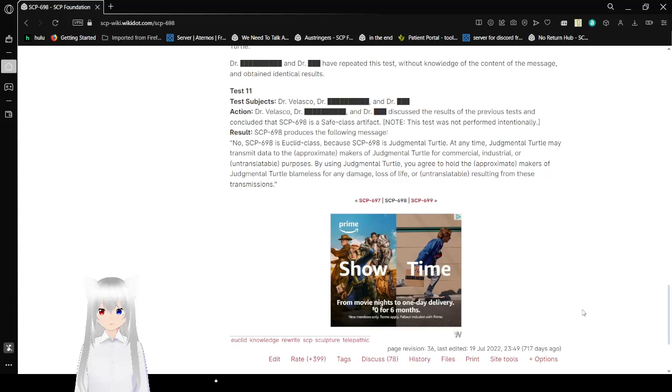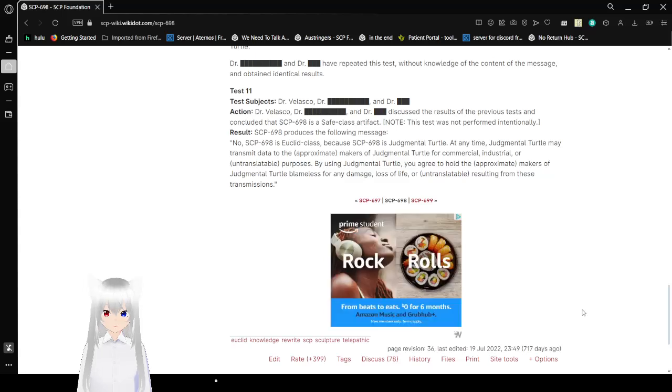SCP-698 produces the following message. No, SCP-698 is Euclid class because SCP-698 is Judgmental Turtle. At any time, Judgmental Turtle may transmit data to the approximate makers of Judgmental Turtle for commercial, industrial, or untranslatable purposes. By using Judgmental Turtle, you agree to hold the approximate makers of Judgmental Turtle harmless for any damage, loss of life, or untranslatable resulting from these transmissions.